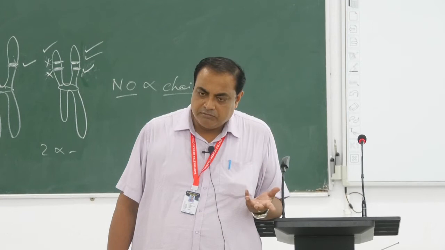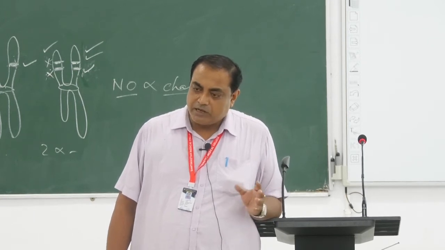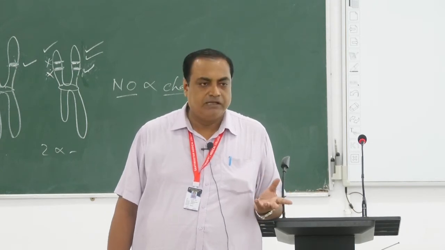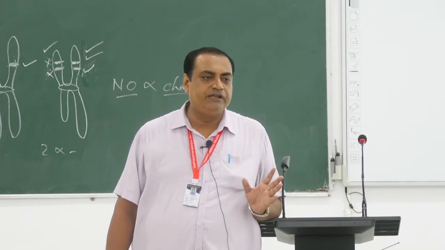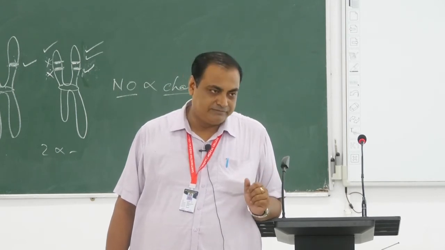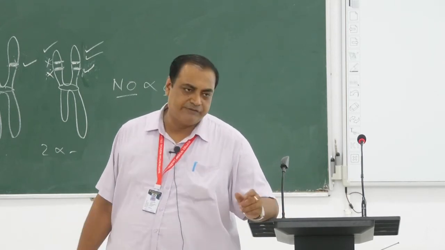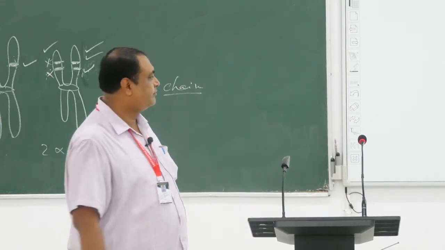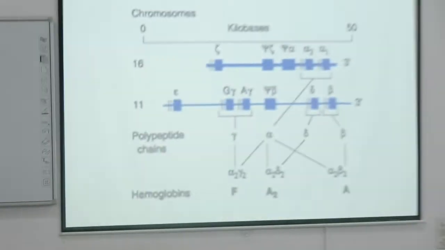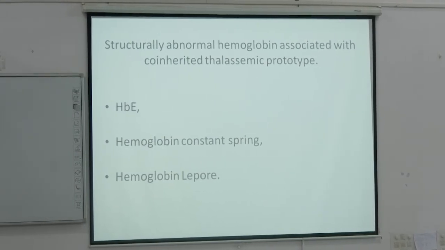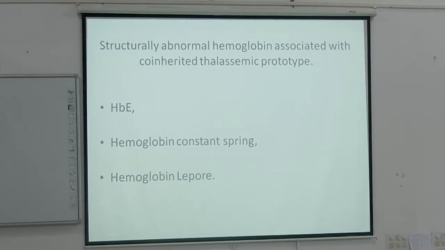Correct? Then why are they diabetic? The production of insulin is normal, but the insulin is ineffective, mutated. Production is normal, but insulin is ineffective. Three types. HBE or LEPOR, Osselping.